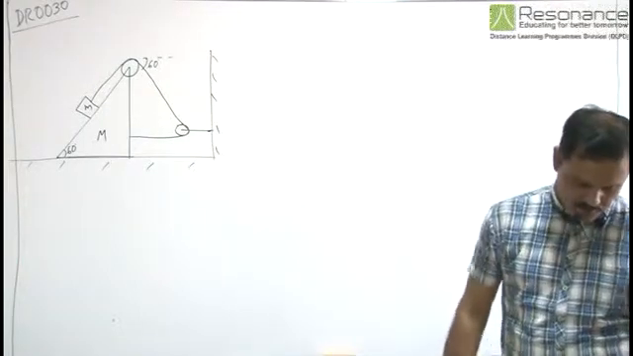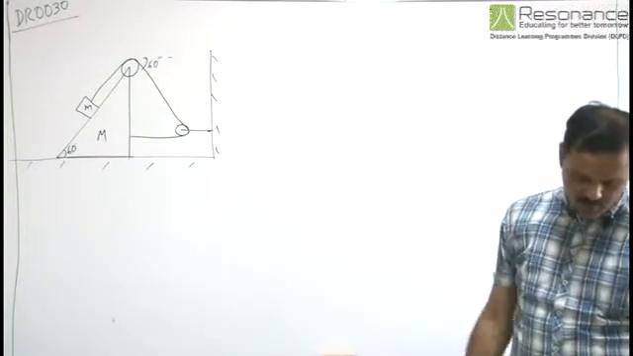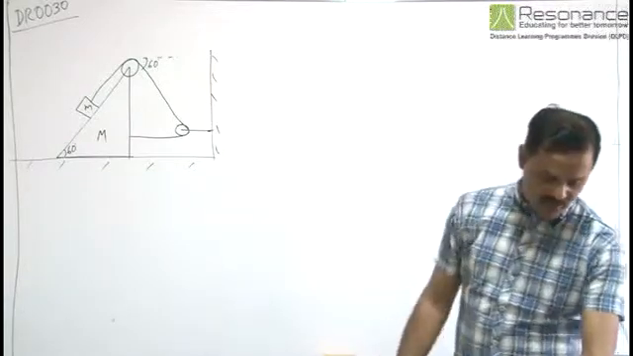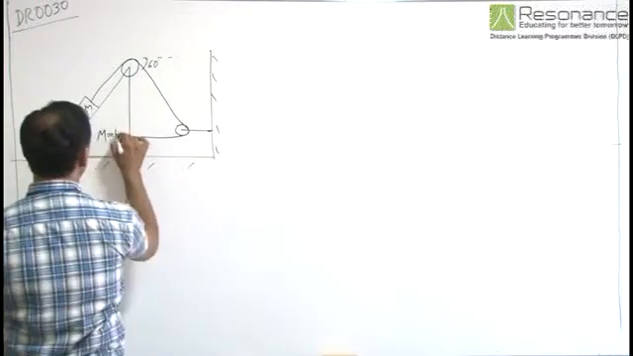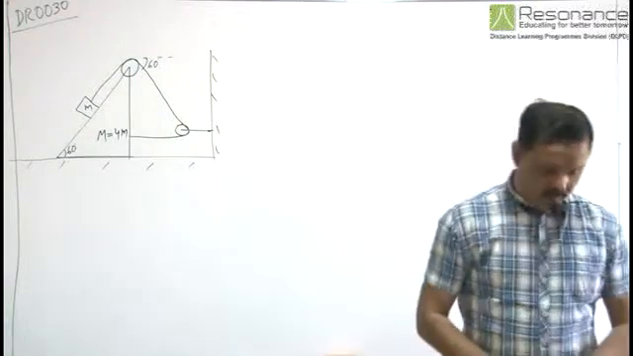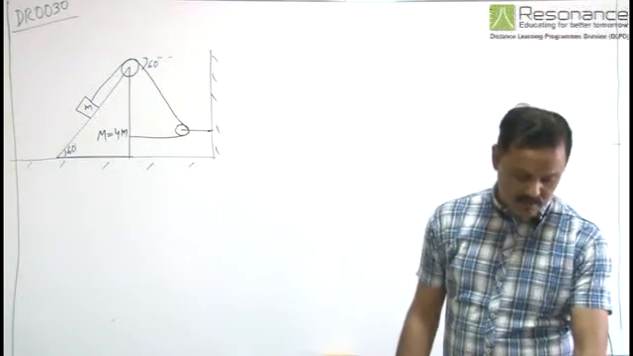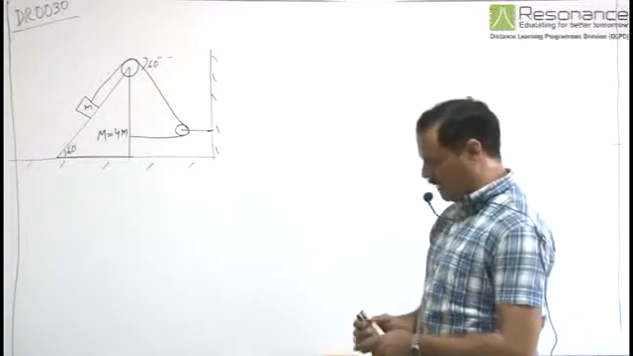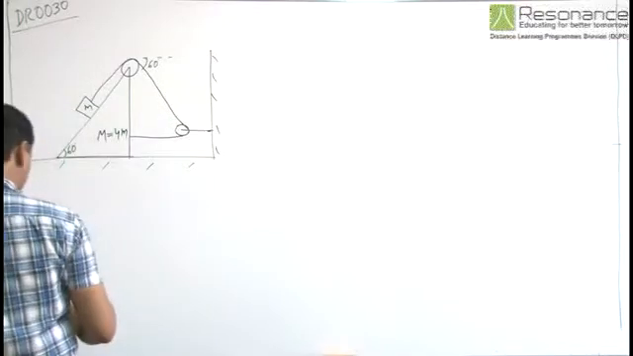In this particular question, there is a block of mass small m, 2 kg, which lies on a wedge of mass capital M, which is 8 kg. That is, the wedge has mass 4 times the mass of the block. We need to find the initial acceleration of the wedge if the surfaces are smooth and pulleys and strings are massless. So we need to find the initial acceleration of the block and the wedge.